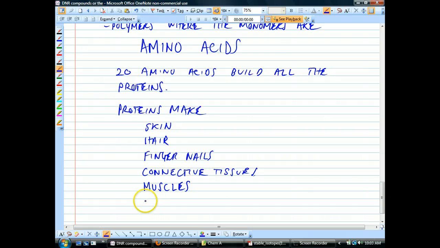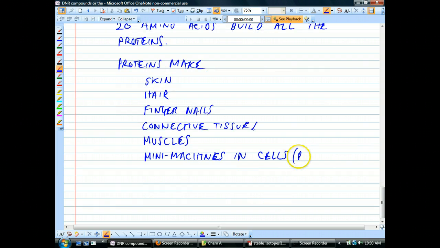And they also make little mini machines in cells. And in cells they do all sorts of things like pumps. They act like little pumps, little channels. I mean, it's pretty amazing. When we get to talking about the cell parts, I'll show you some really powerful microscope images of some proteins. And sometimes they actually look like little machines.